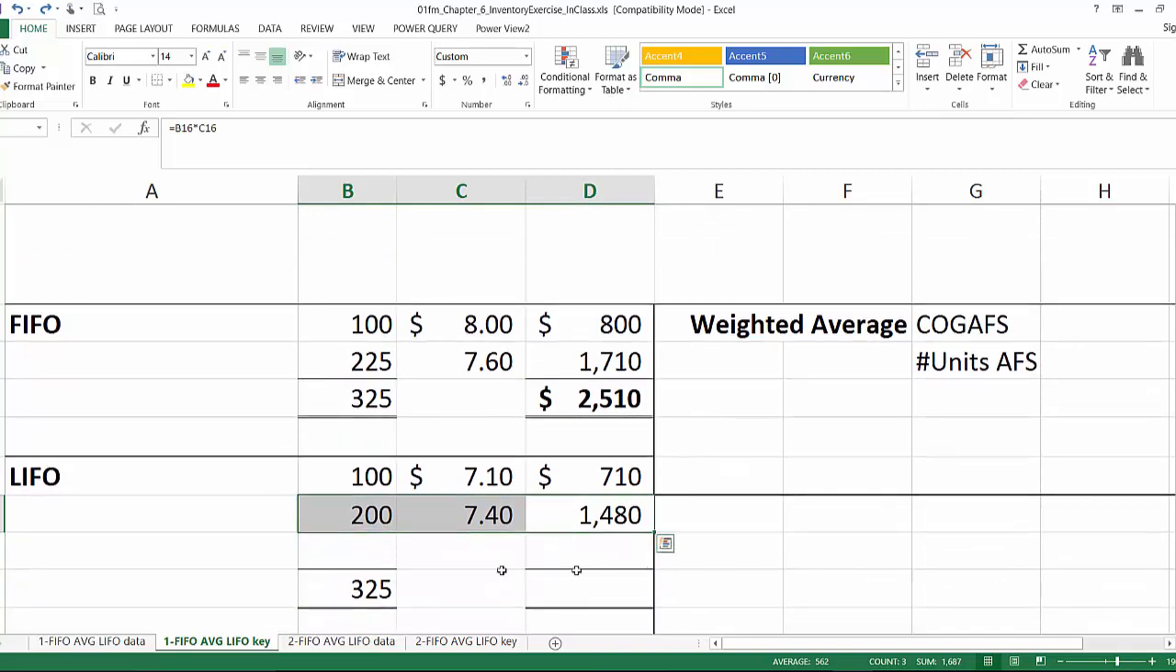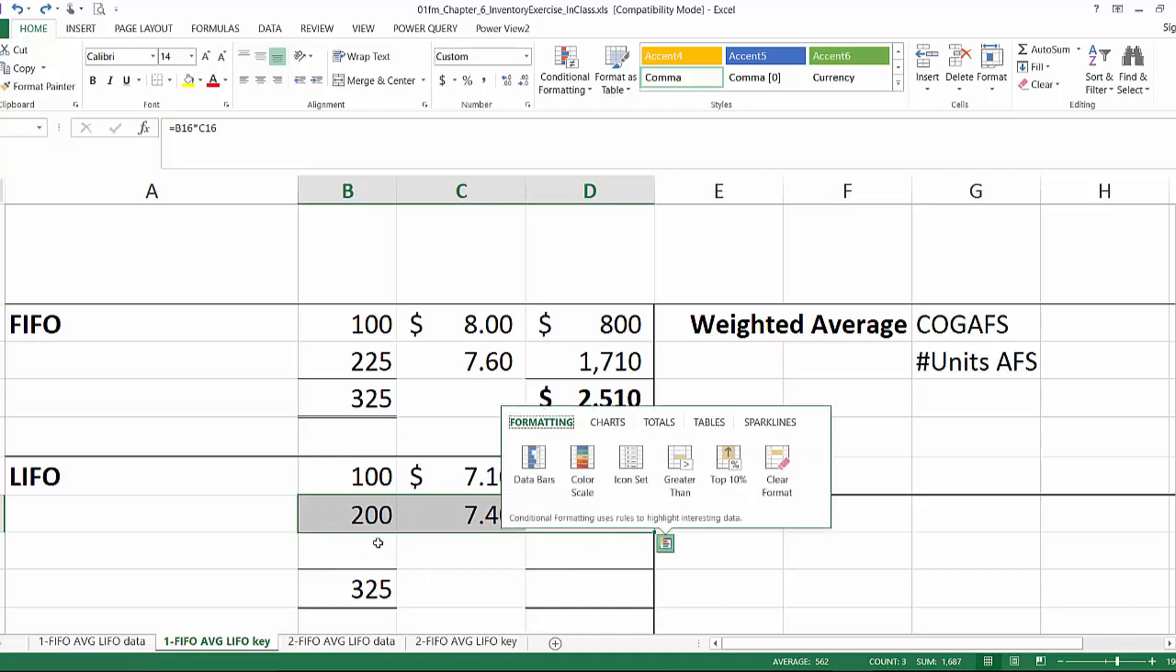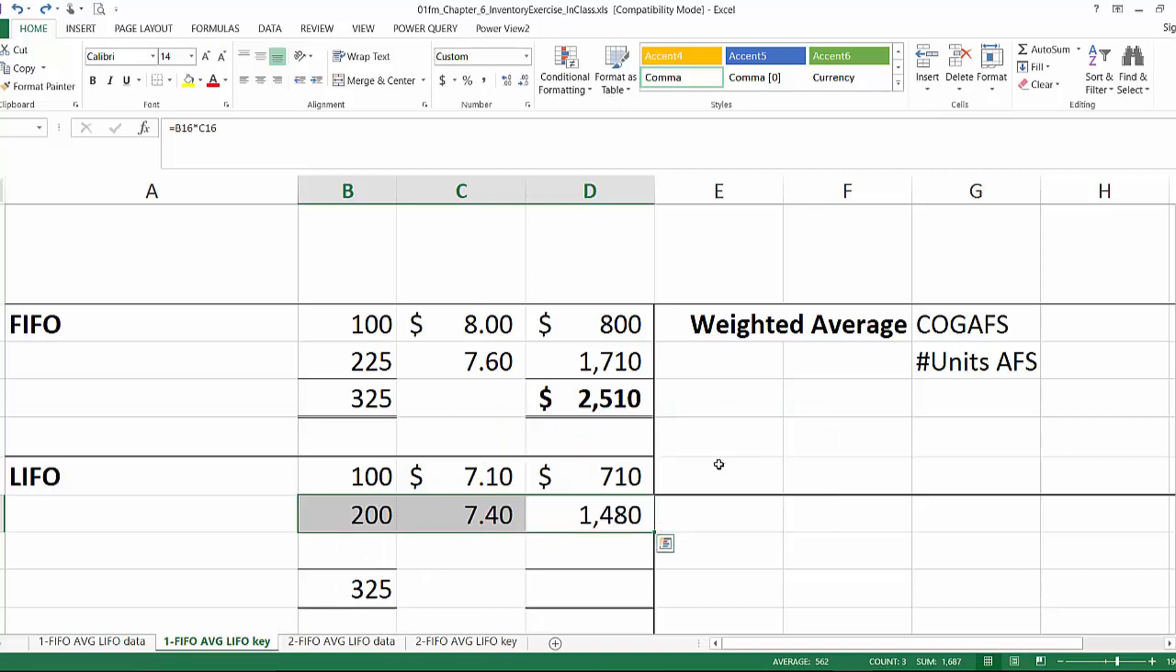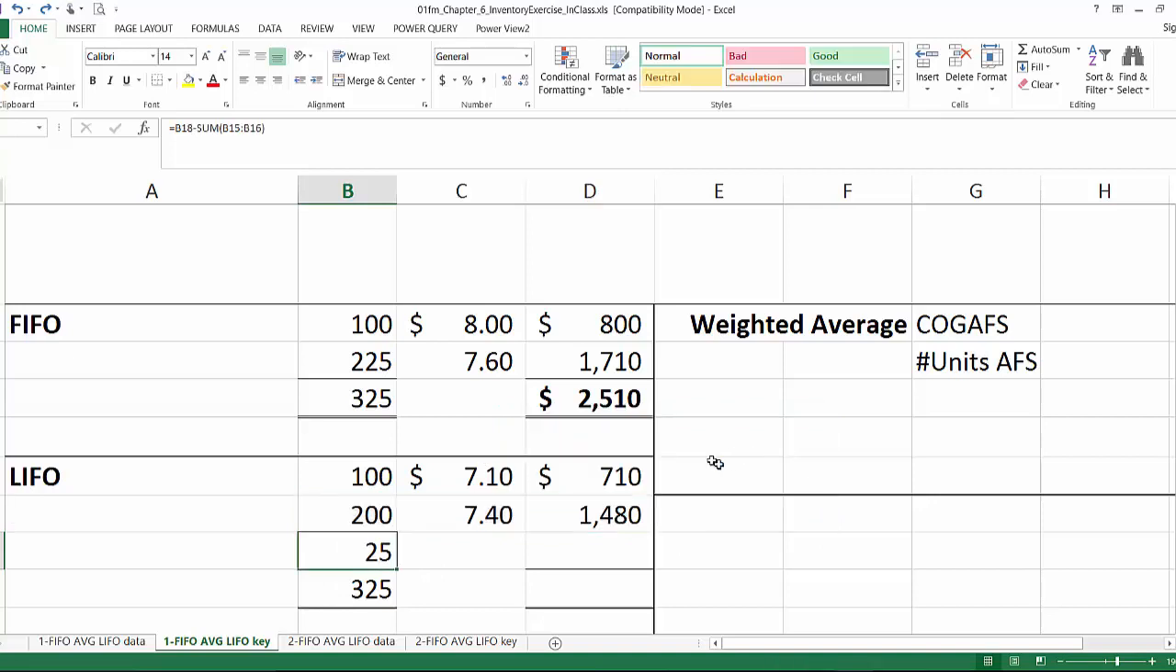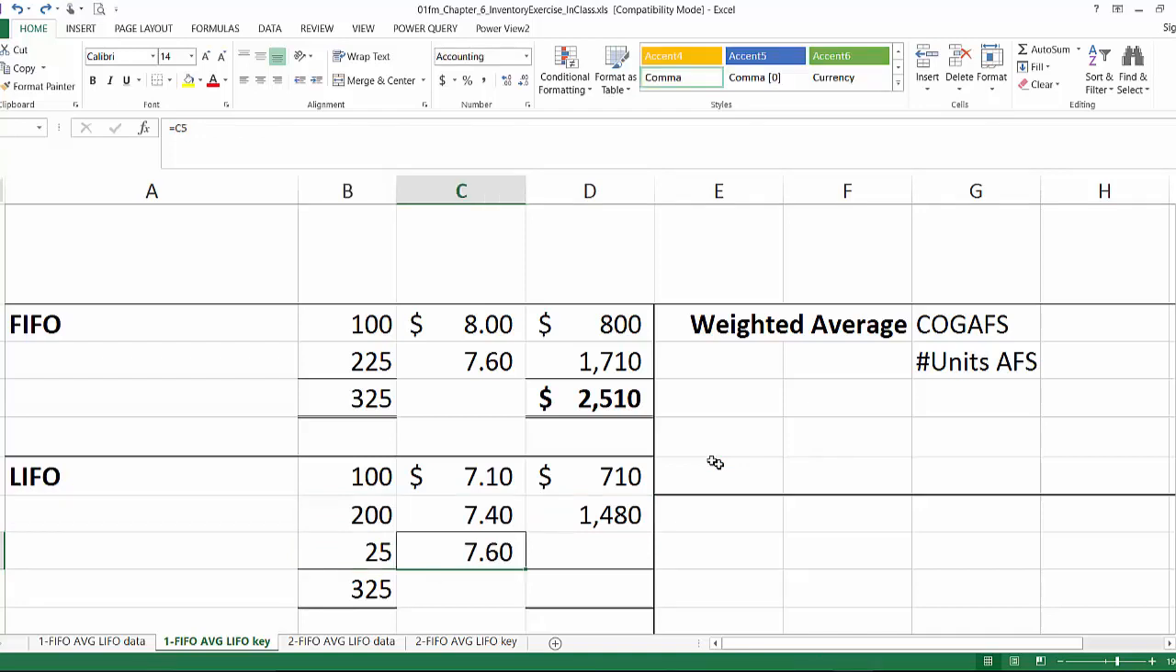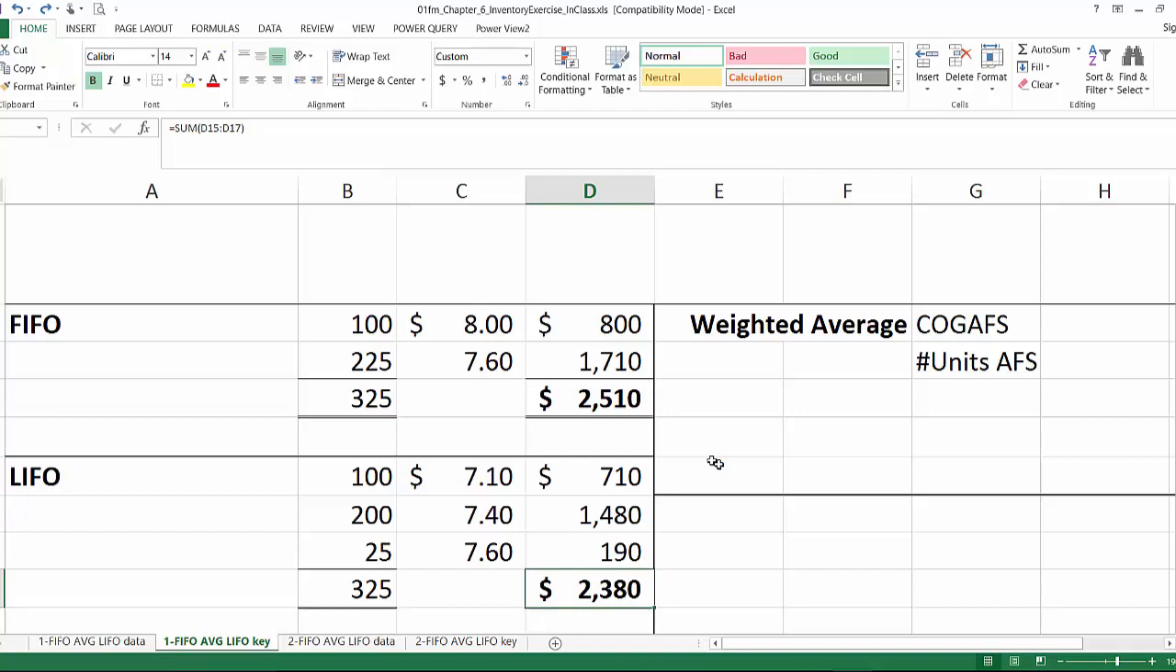I need 325. So 325 minus the 300 I have so far, I need right here 25 more at whatever that cost. 25 more, and the cost at that time was $7.60. So I end up with $190 associated with those 25 units. Adding this up, notice that my ending inventory is kind of low because I'm using LIFO and counting all of my earlier costs as my ending inventory.